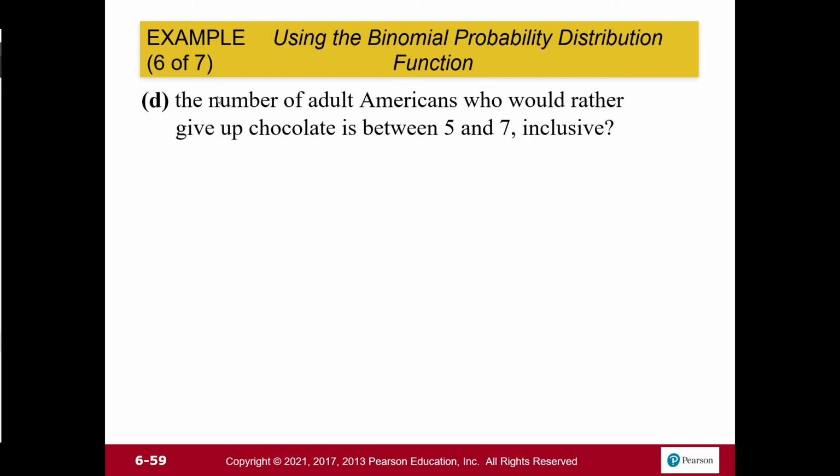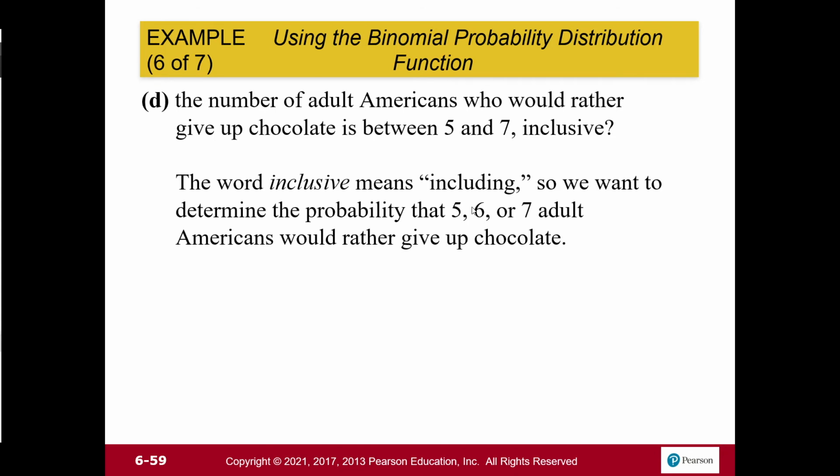And what about the case where the number of adult Americans who would rather give up chocolate is between 5 and 7 inclusive? Basically we're talking 5, 6, and 7. So you just do the exact amounts and add up all 3.